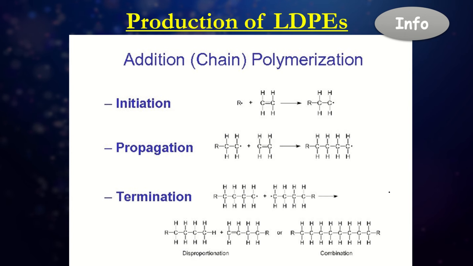Okay, so if we look at the different stages of the production of low density polyethylene, we have three parts: initiation, propagation, and termination.